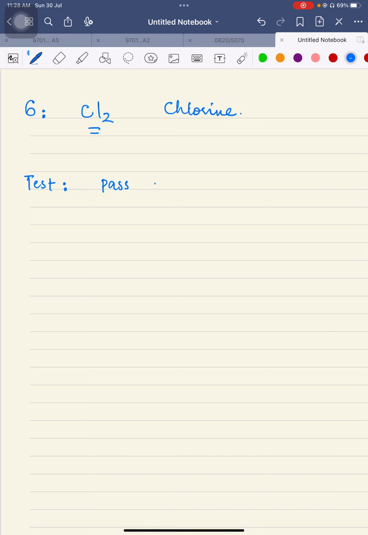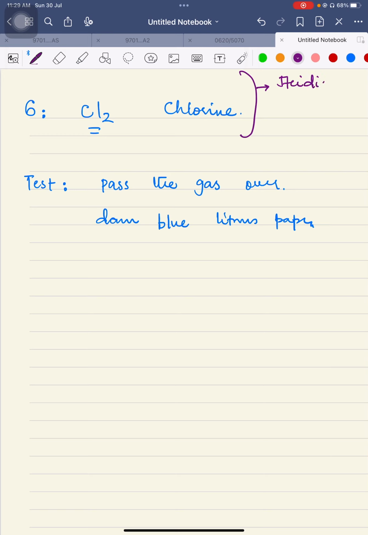Pass the gas over damp blue litmus paper. Guys, let me tell you one thing very clearly, that chlorine is an acidic gas as well as it is a bleaching agent.